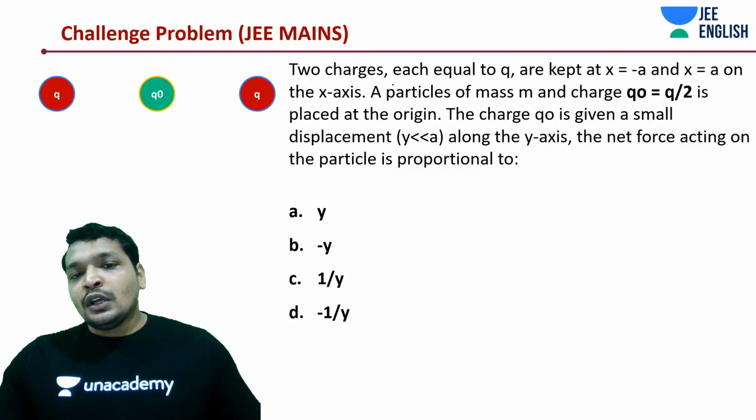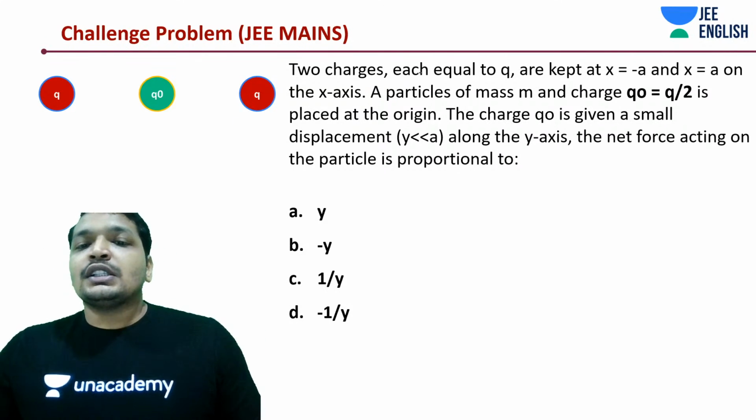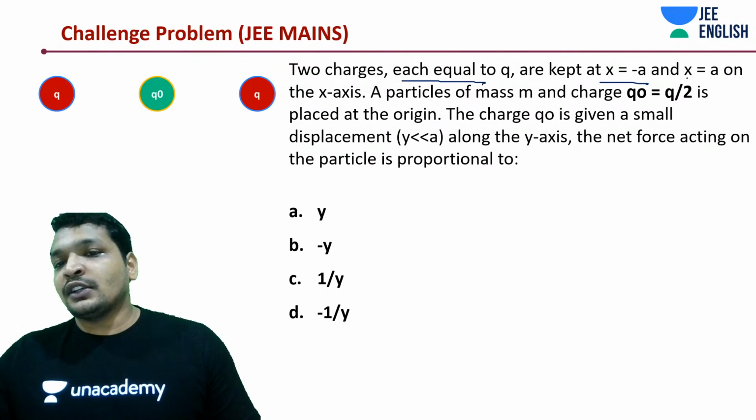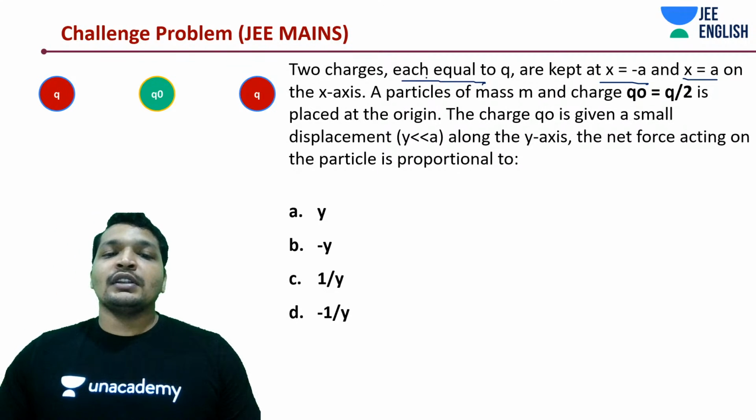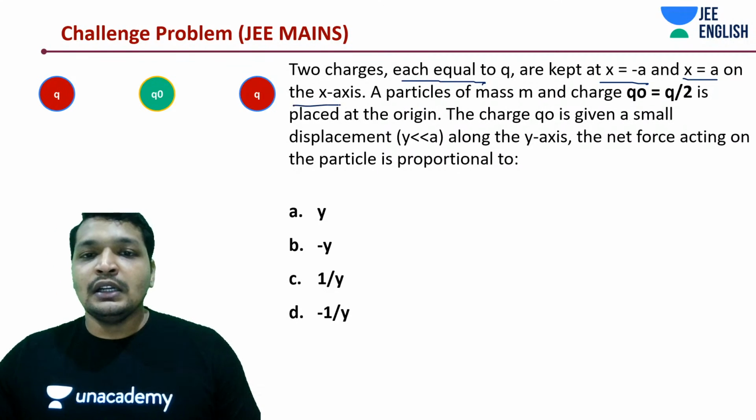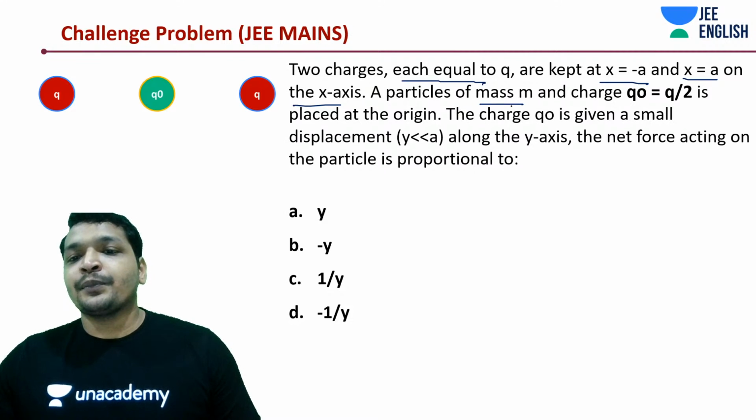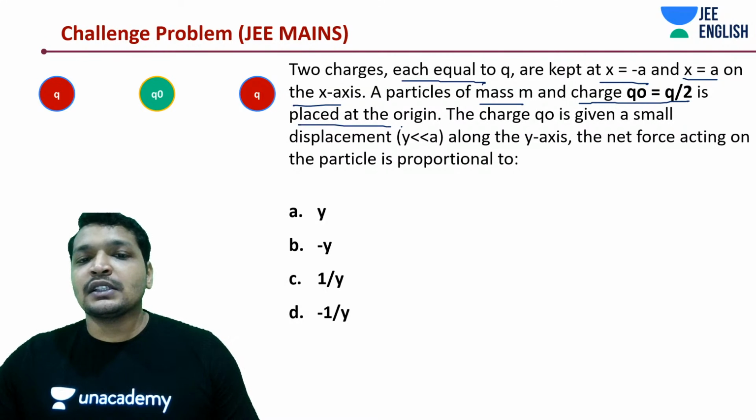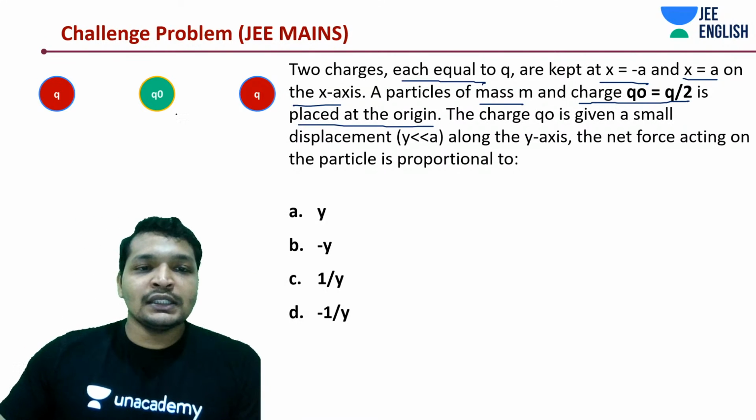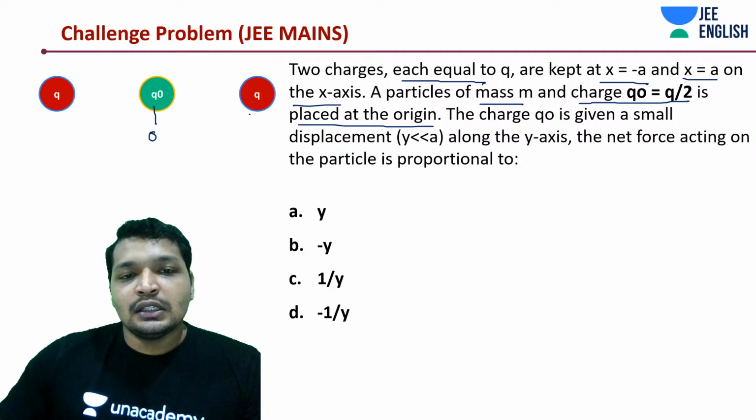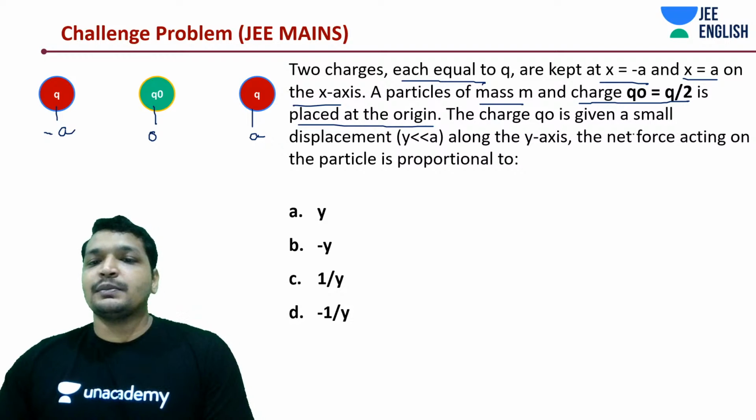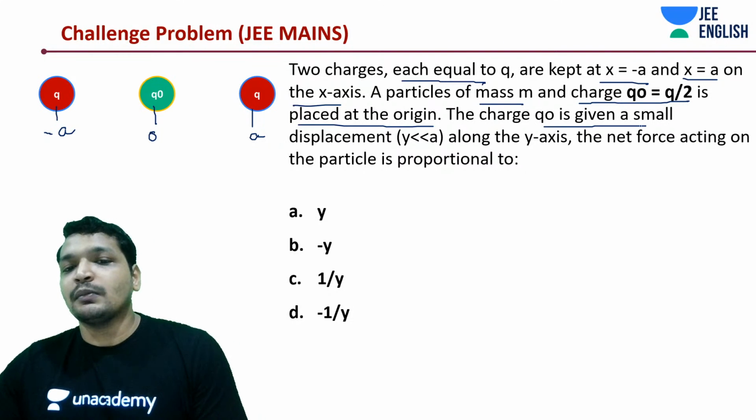Okay. Let's get into the problem then. Two charges each equal to Q are kept at x equal to minus a and x equal to plus a on the x-axis, and a particle of mass m and charge Q naught equal to Q by 2 is placed at the origin. It's just like this. Let's say this is the origin, and this is a and this is minus a. Now what has been done: Q naught is given a small displacement such that y is much less than a.